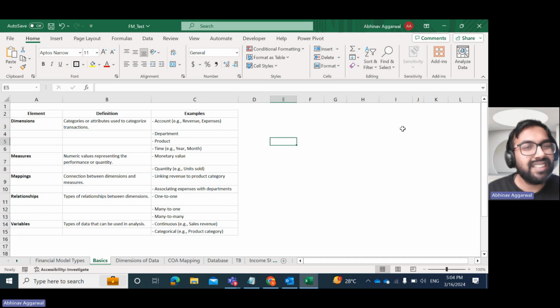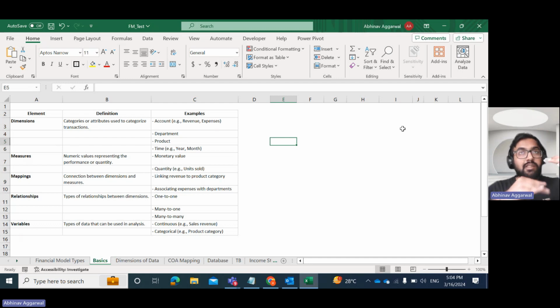Coming to measures. Measures are nothing but your numeric values that represent the values, quantities. For example, your revenue amount is nothing but a measure. Your quantity sold, your units sold, is nothing but a measure. So basically, all your measures and dimensions have to be linked and connected. And that is what we call mappings, the connection between dimensions and measures. For example, linking expenses with department.